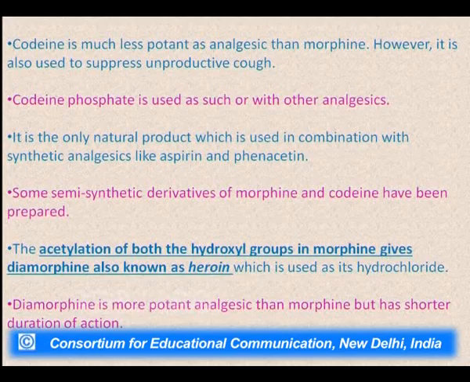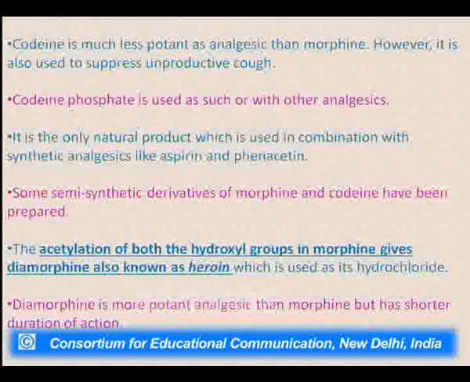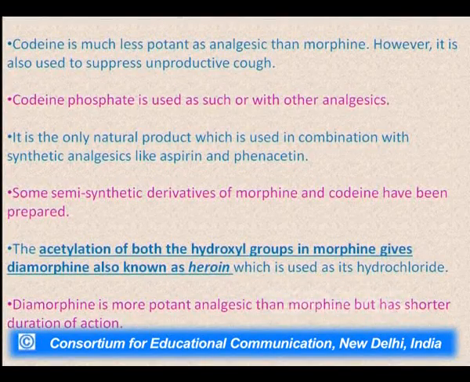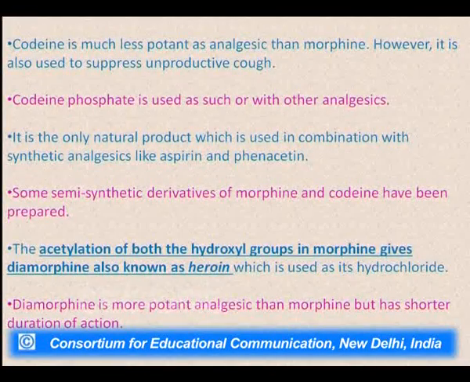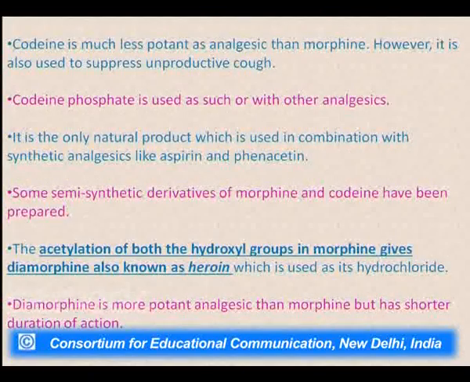The derivative of morphine, which is codeine, is a much less potent analgesic than morphine. However, it is also used to suppress unproductive cough. Codeine phosphate is used as such or with some other analgesics also. It is the only natural product which is used in combination with some other synthetic analgesics like aspirin and phenacetin. Some semi-synthetic derivatives of morphine and codeine have also been prepared.